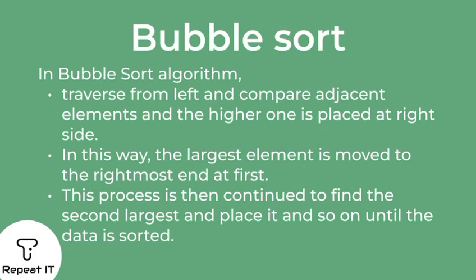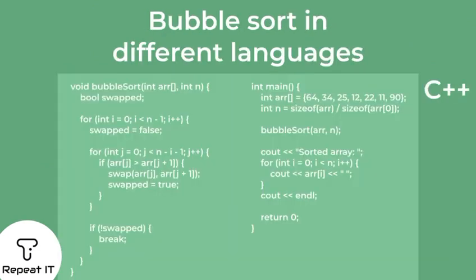First is traverse from left and compare adjacent elements, and the higher one is placed at right side. In this way, the largest element is moved to the rightmost end at first. This process is then continued to find the second largest and place it, and so on until the data is sorted. This is a bubble sort code in C++ language.